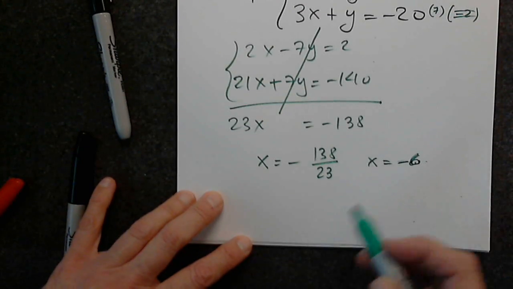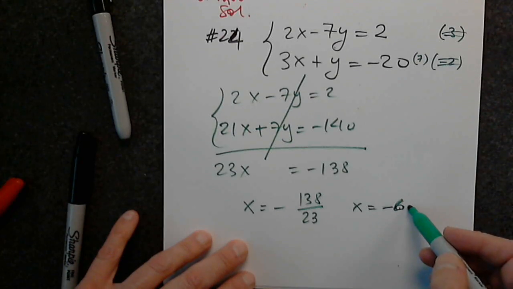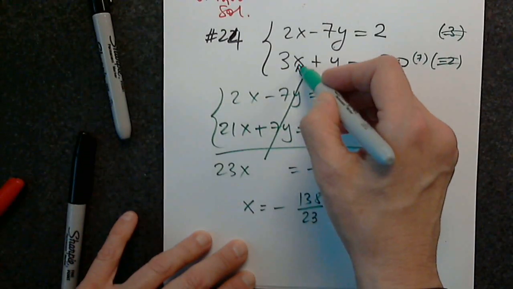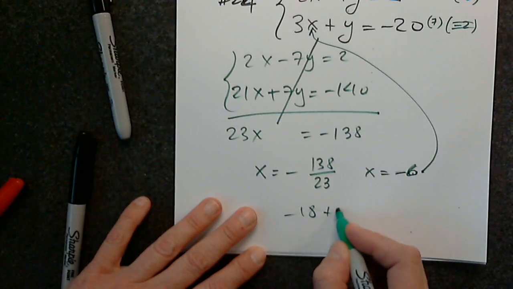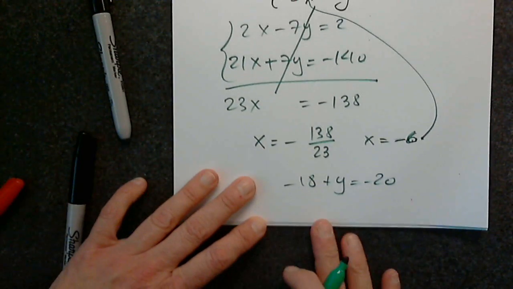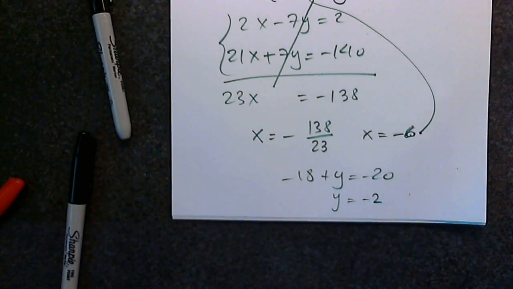Good. So now I have to decide where to go back. It doesn't matter. So I can go back here and find y. So 3 times -6 is -18 plus y equals -20. So then y will be -2 by adding 18 to both sides.